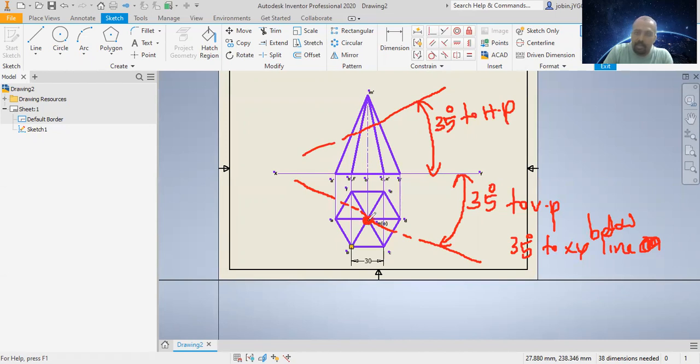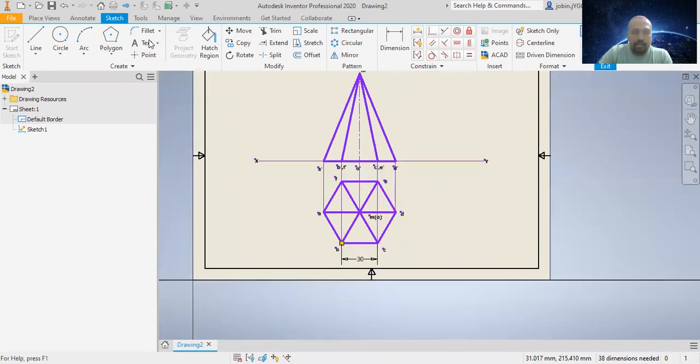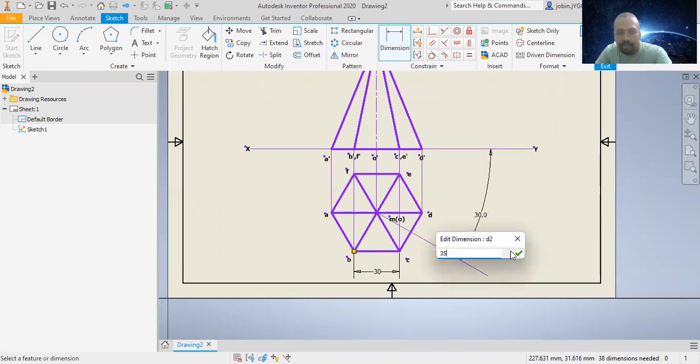And also this section plane passes through the center axis, through the center. So I will draw a line through the center, such that this inclination will be 35 degrees.